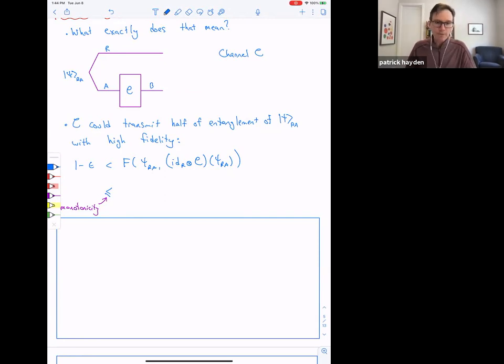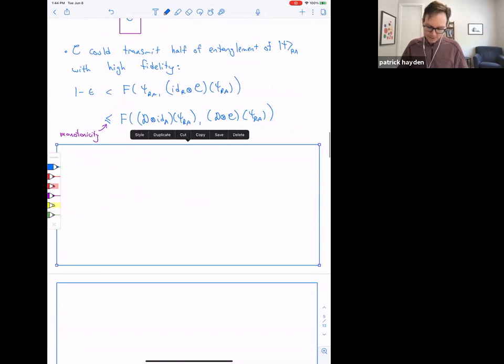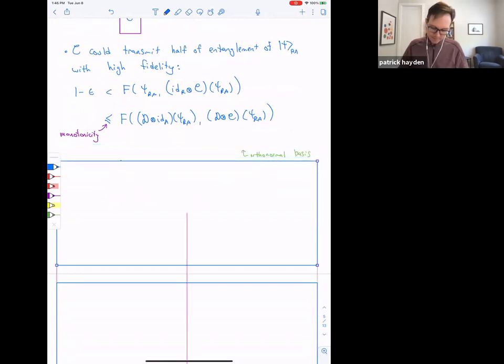And the reason is that we have this monotonicity property of the fidelity. And so if I choose any channel I want, I could degrade the R system. I'll call that the reference system. So if I degrade the reference system, the fidelity can only go up. Okay. So that's just monotonicity in action.